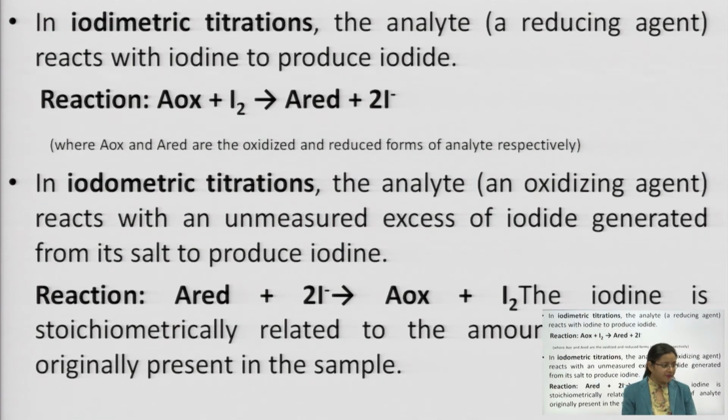In iodometric titration, the analyte is a reducing agent which reacts with the iodine to produce iodide, as we can see very well in the reaction. We can see in the reaction that the analyte reacts with the iodine and gets reduced.